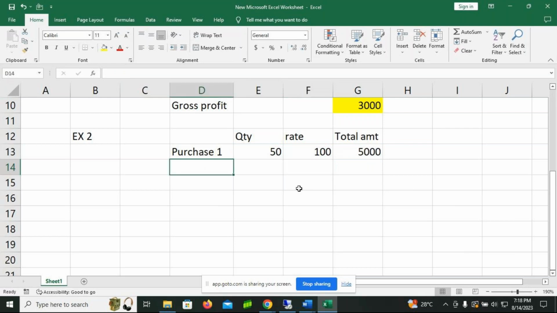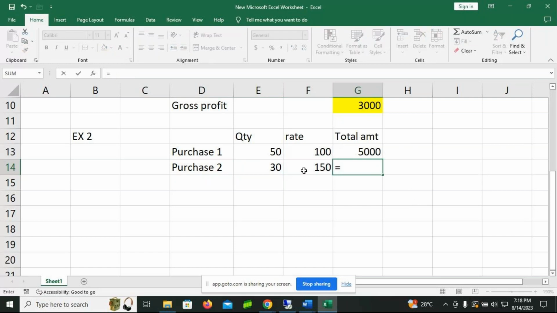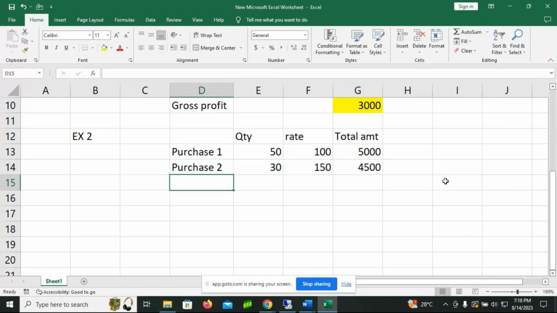Then again I am making one more purchase. That will be purchase 2. This time I am buying 30 books at the rate of 150. So this time I am spending 30 into 150, 4,500 rupees I have spent. So overall I have spent 9,500 rupees.